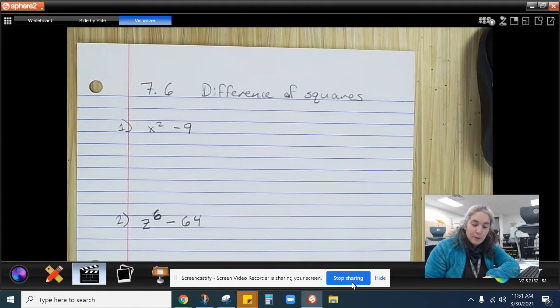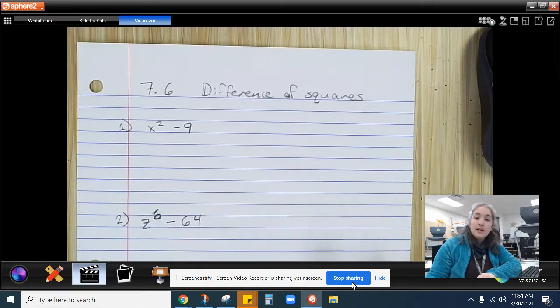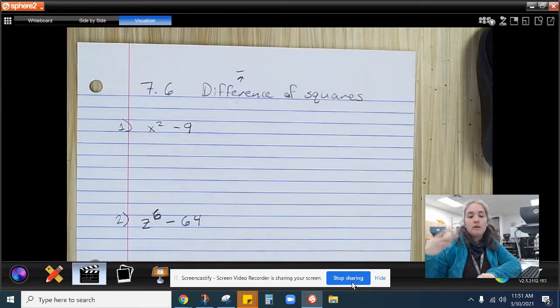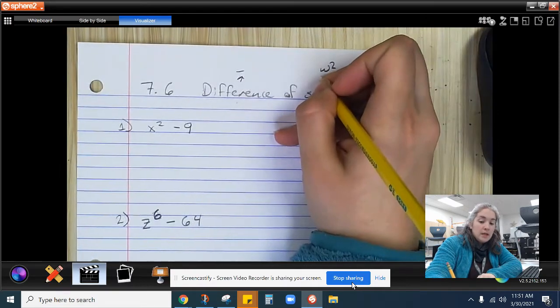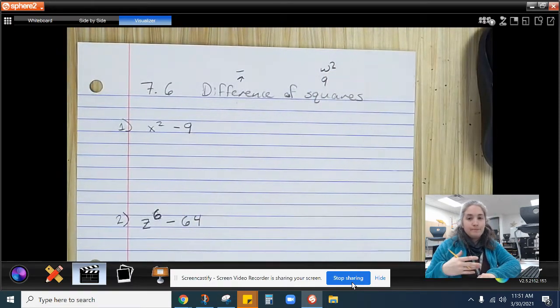Hello, algebra. We're going to try our little experiment again of not having outlines. So 7.6 is the difference of squares. Now remember, difference means subtraction, and squares could be w squared, it could be any square number, like 9 or 16 or 81, anything like that, right?